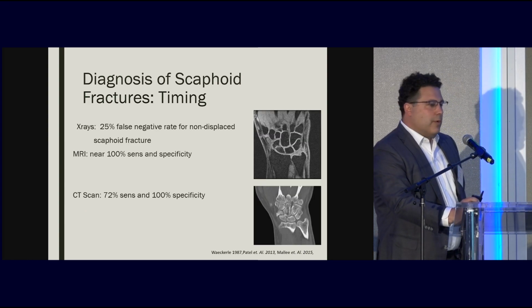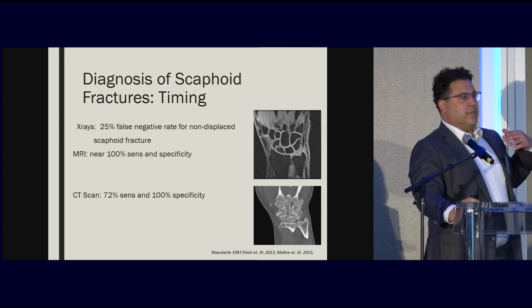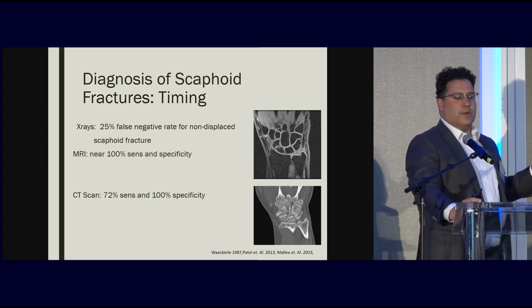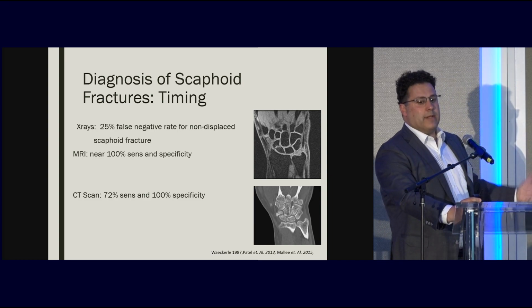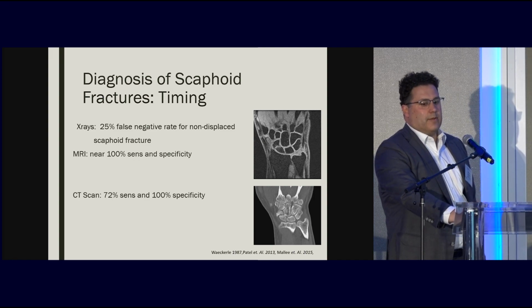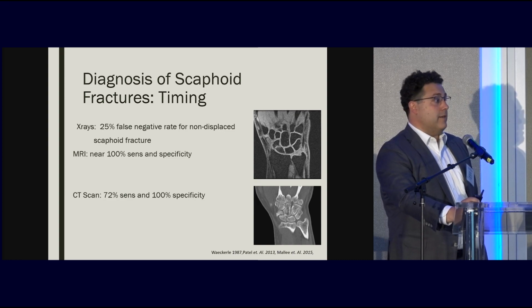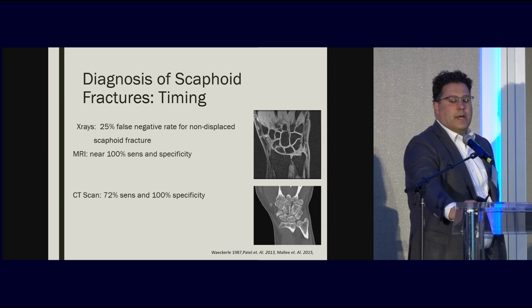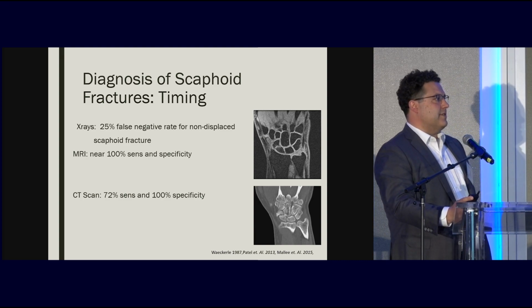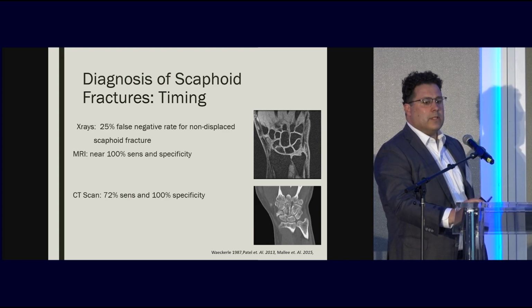Okay? Because diagnosing these fractures is so important because of the timing, what is the best way to make this diagnosis? We know that x-rays can be negative up to 25% of the time in acute scaphoid fractures. And I'll show you a very nice example of this at the end of my talk.